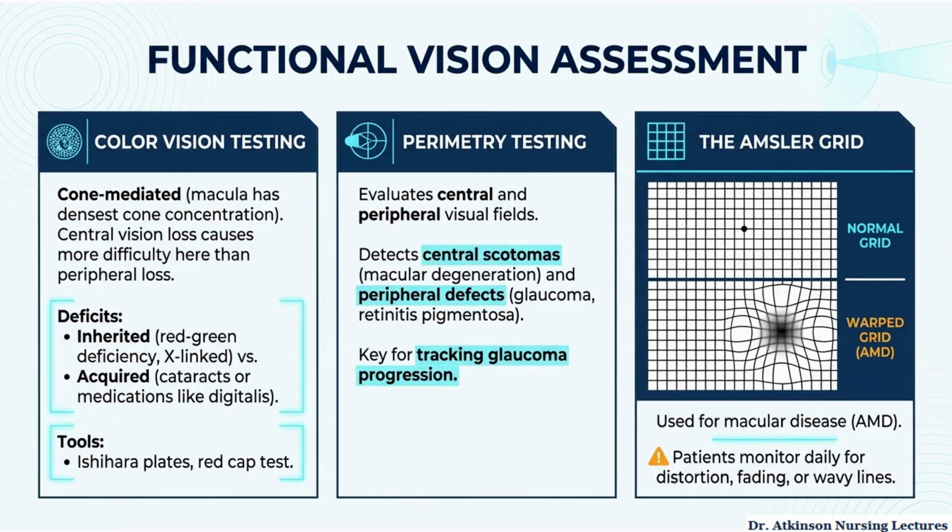Perimetry testing evaluates both central and peripheral visual fields. It helps identify central scotomas associated with macular degeneration and peripheral visual field defects associated with conditions such as glaucoma and retinitis pigmentosa. Perimetry is also important for monitoring glaucoma progression over time. The Amsler grid is used to assess macular disease, particularly age-related macular degeneration. Patients monitor for distortion, fading, or wavy lines within the grid pattern.